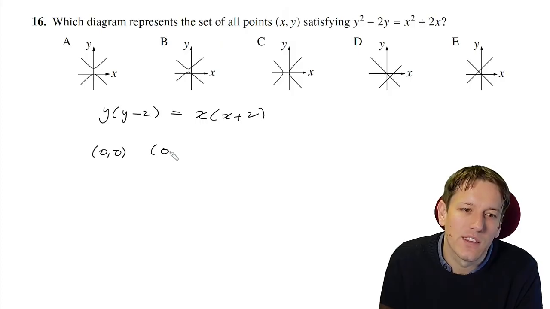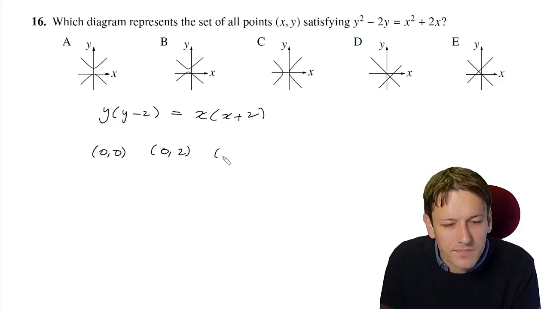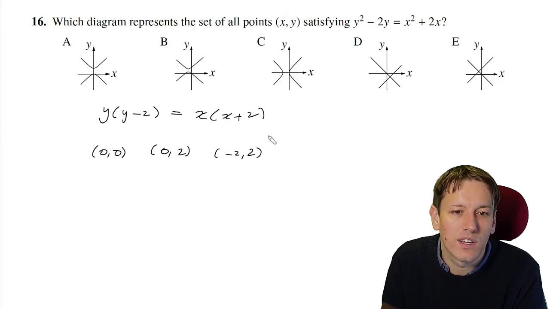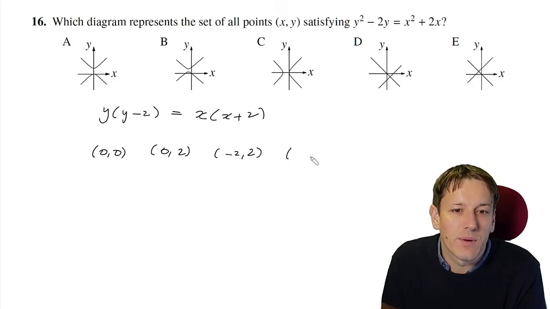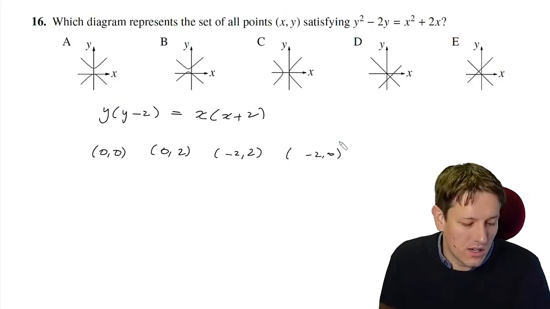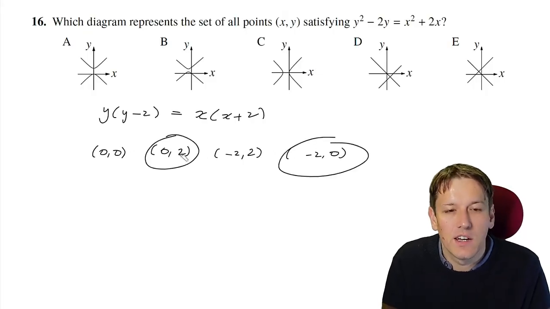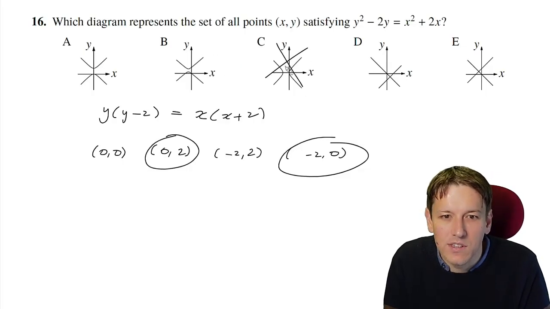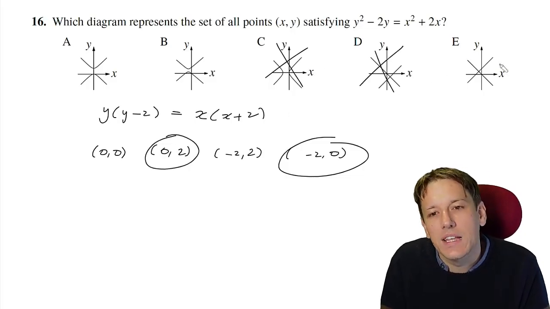But we can also see that 0, 2 would make x is 0, y is 2 would make both sides 0 here. I could do x is minus 2 and y is 2, and I could also then do y is 0 and x is minus 2. So if I think about the ones where I've got axis intersections here, I must have a y-axis intercept that's above 0, so that could be A or B, but it can't be C, right? 0, 2 isn't on that one, and similarly it can't be D, 0, 2 isn't on that one, and it could be E.